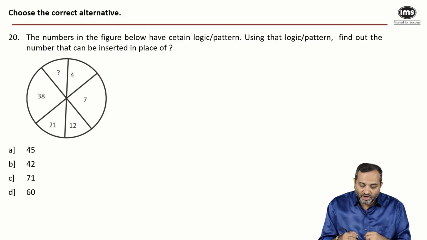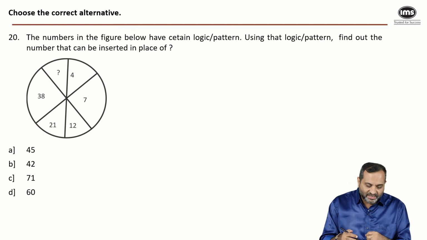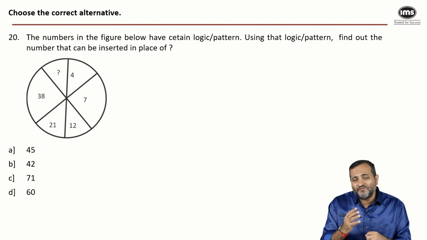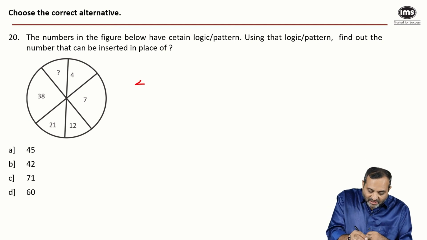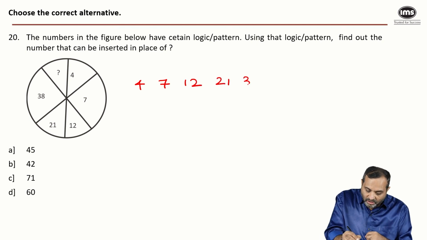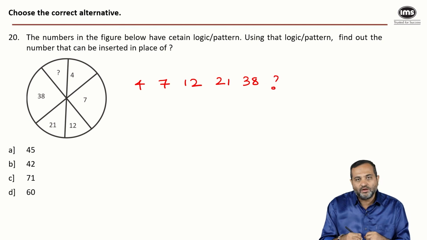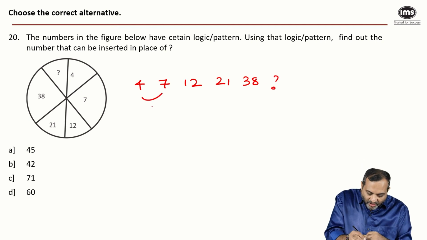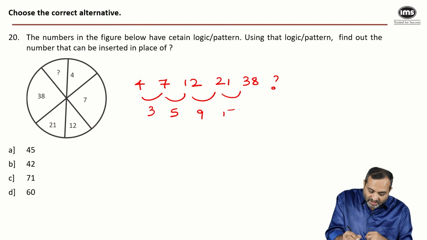The numbers in the figure below have a certain logic. Using that logic, find out the number that can be inserted in place of that question mark. So one possibility is that the format is just in a form of a circle. Let us see if there is a pattern in the given numbers. So my numbers are 4, 7, 12, 21, 38 and question mark. Let's look at the difference. Do you see the difference is 3? The next difference is 5. The next difference is 9. The next difference is 17.